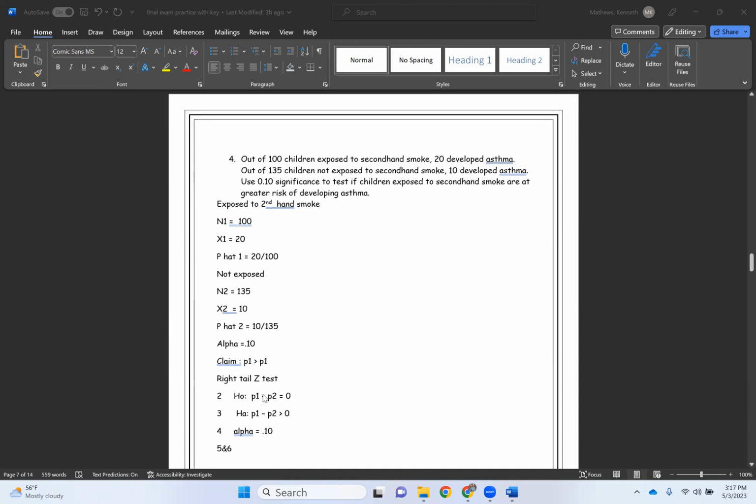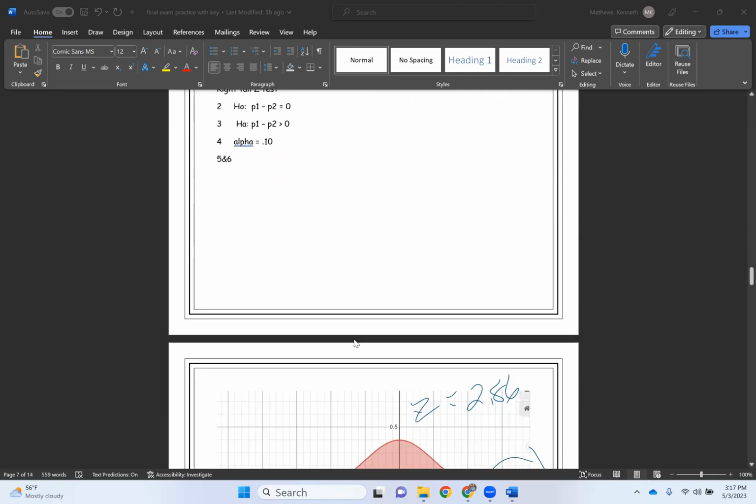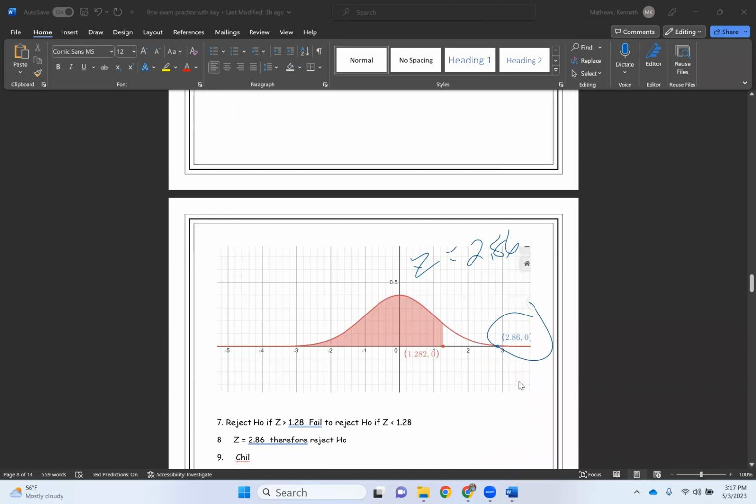Our null hypothesis is p1, which is those exposed, minus p2, which is those not exposed, is equal to 0. And the alternative is that those exposed are greater than those not exposed, so p1 minus p2 is greater than 0. So we're trying to prove that p1 is greater than p2. When we put our values into Desmos, it was a right-tailed test. The critical value was 1.282, and the test statistic Z was 2.86.